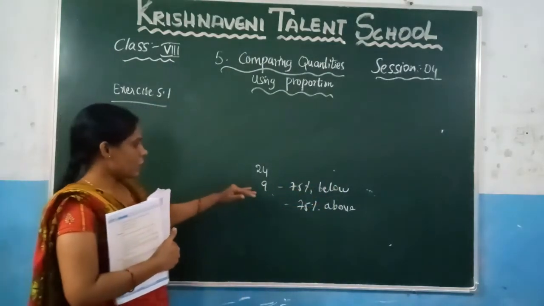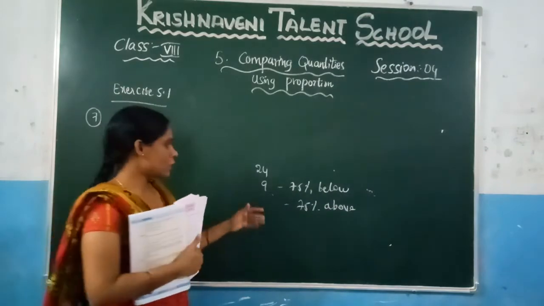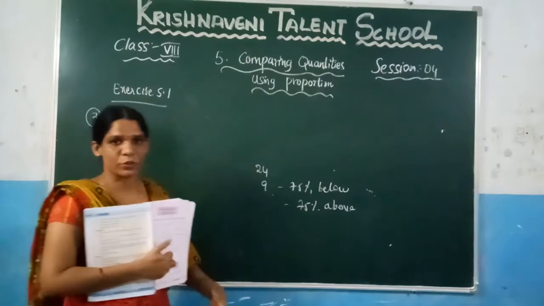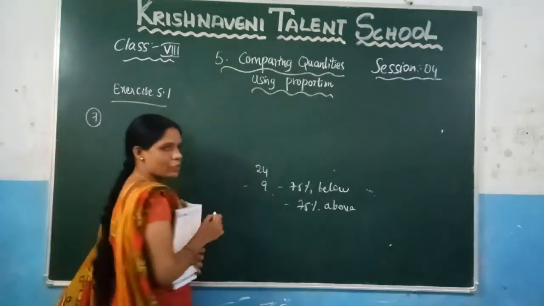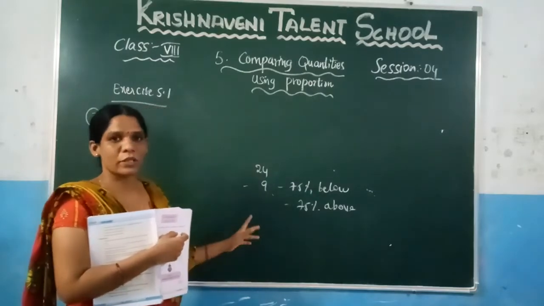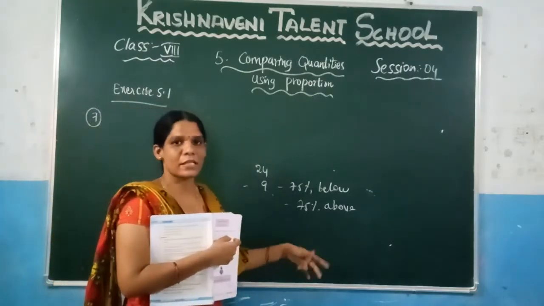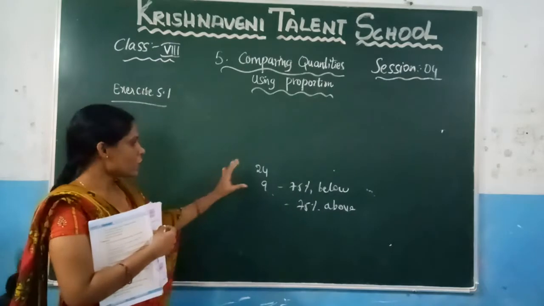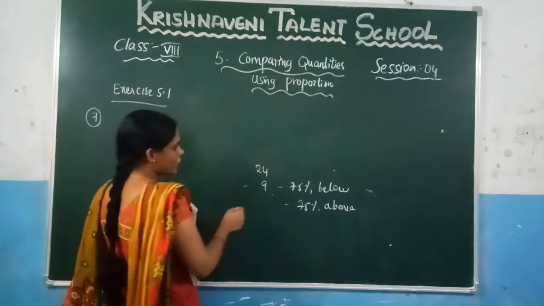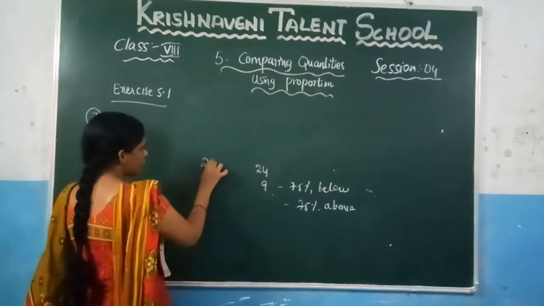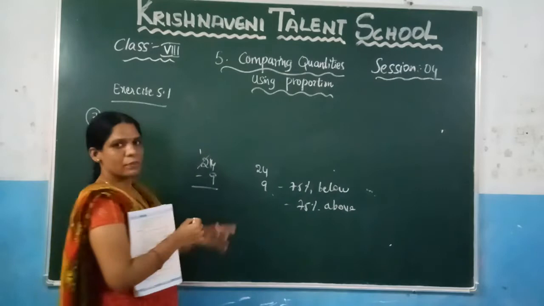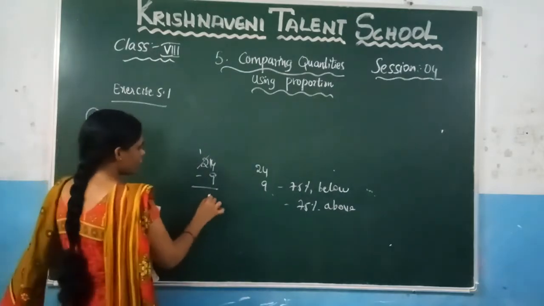And if you want to find the number of students who got 75% above marks, what we need to do? You need to subtract these two values, right? If you subtract these two values, you will come to know how many students got 75% above marks. So let us subtract this one. What will you get here? 24 minus 9, which gives you 15.